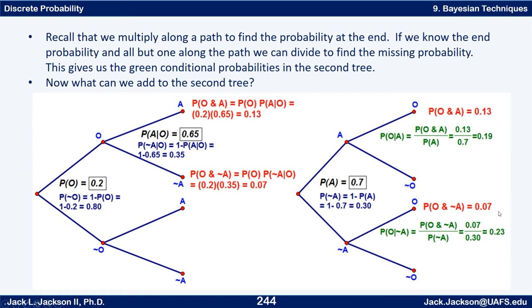And here you see it worked out, at least rounded off to 2 decimal places. These are the correct answers. So here we have, again, the 0.13 divided by the 0.7. And that gives us 0.19. And here we have the 0.07 divided by the 0.3, which is 0.23.